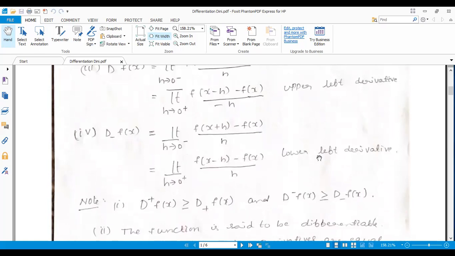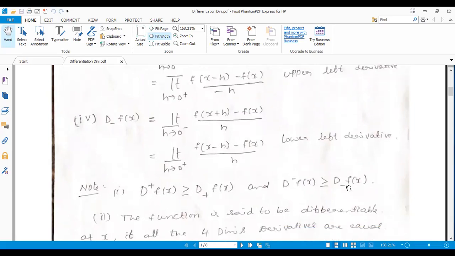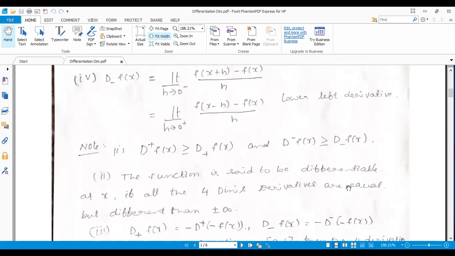And some consequences and observations we make are noted here. The upper right derivative is always greater than or equal to the lower right derivative, because one is a superior limit and the other an inferior limit. In exactly the same way, on the left side, the upper left derivative is greater than or equal to the lower left derivative. The function is said to be differentiable at x if all four Dini derivatives are equal and different from infinity, meaning they must be finite. Then we say that the function is differentiable at x.